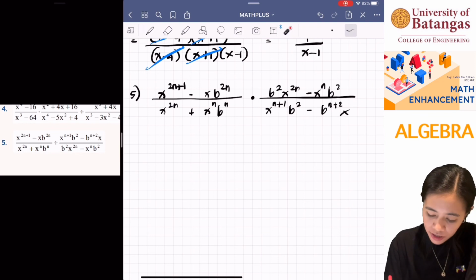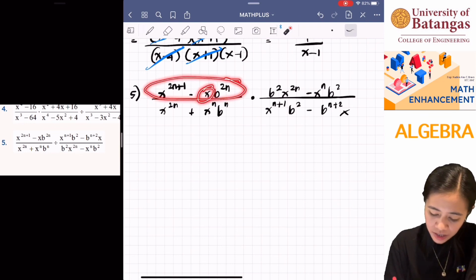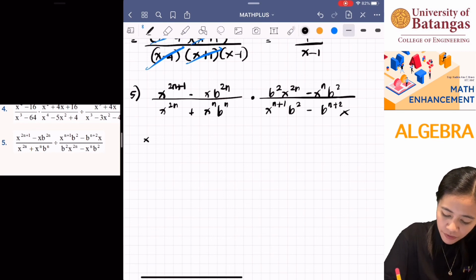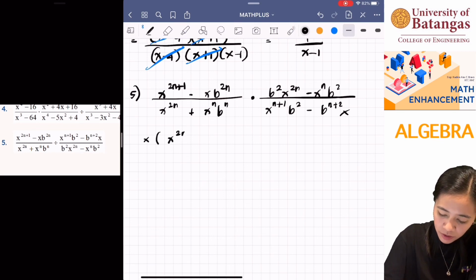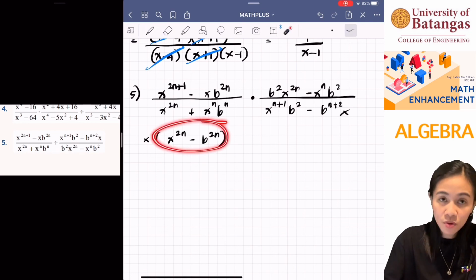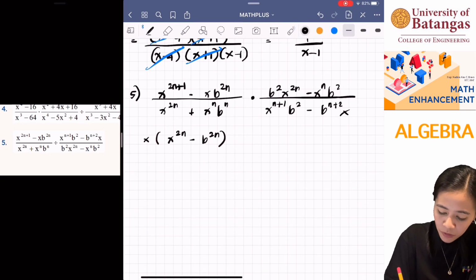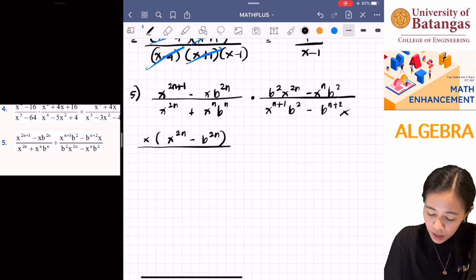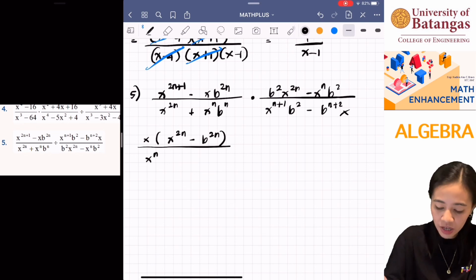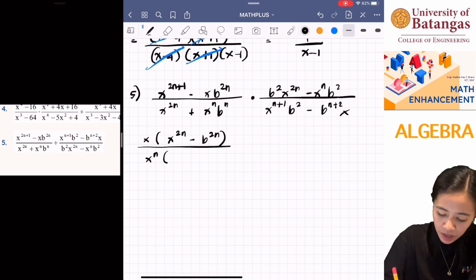So, here, common si x, diba? Because of that positive one. So, I'll factor x there. And then, I'll be left with x raised to 2n minus b raised to 2n, which results to a difference of squares. That's a difference of squares. All over, in the denominator, common si x raised to n, we choose the lesser degree, diba? So, that would be x raised to n na lang, okay, plus b raised to n.